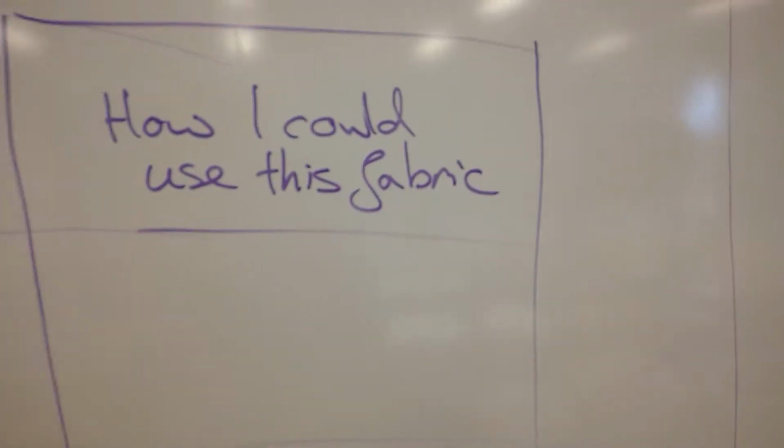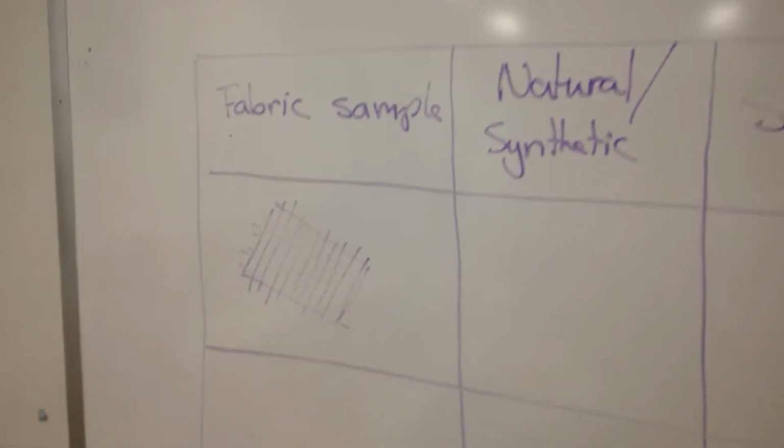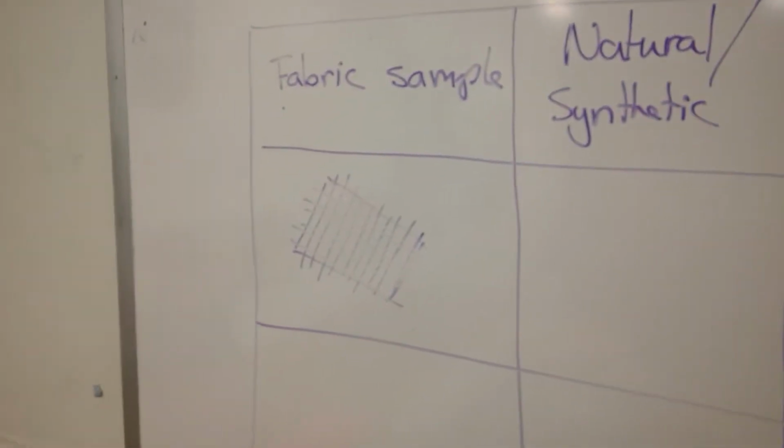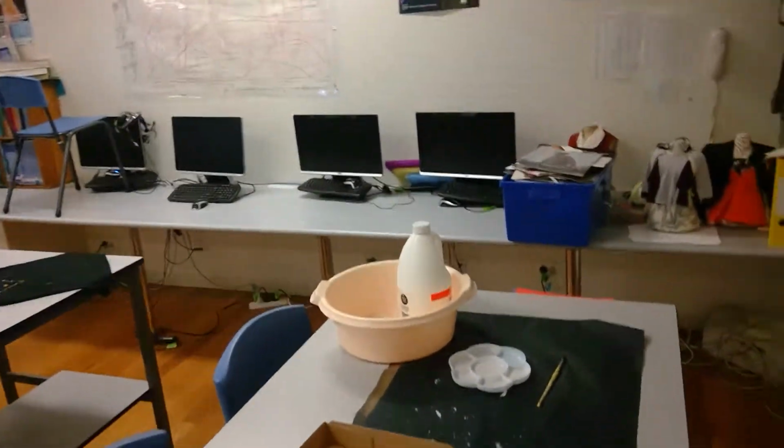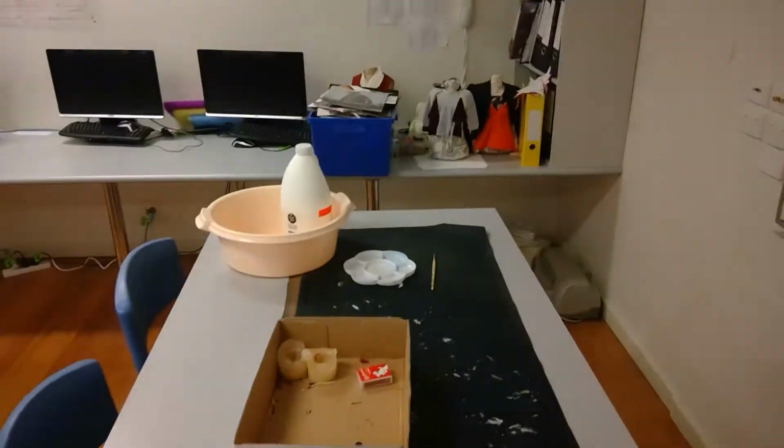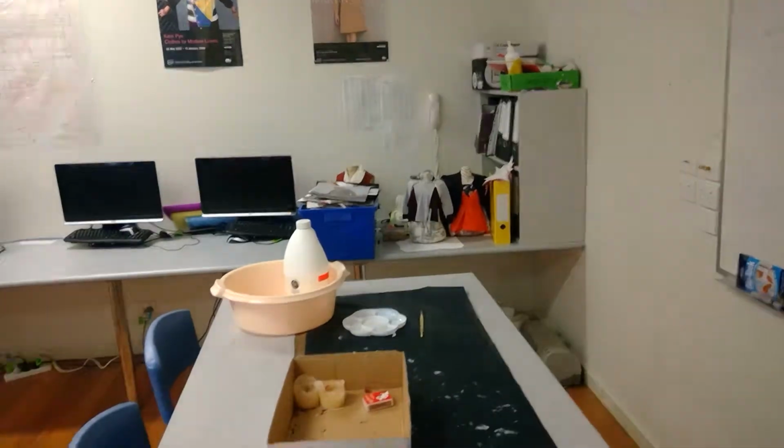Then you're going to do a column on how I could use this fabric. On that bit there, you'll put a little scrap of the fabric. You might know what some of them are, and as I go through this, I'll talk to you about it. Let's see if I can put the camera up here, get a good view for you.